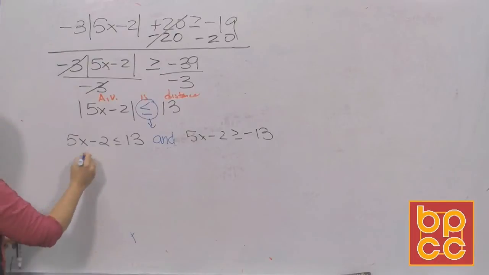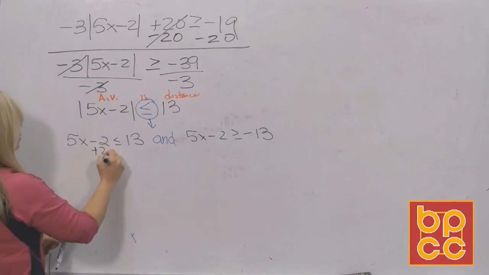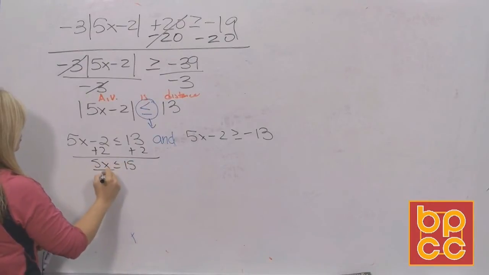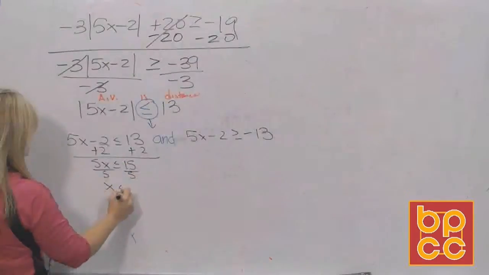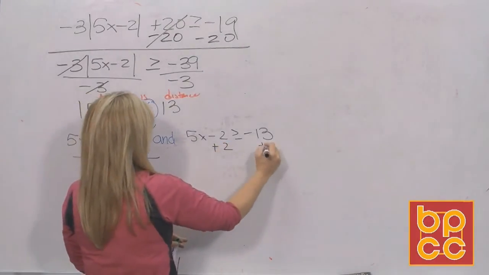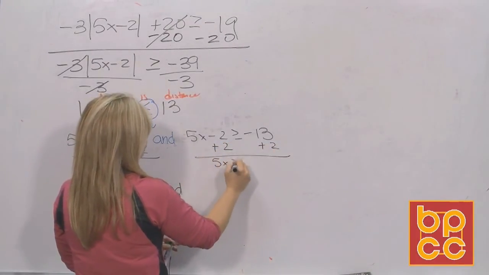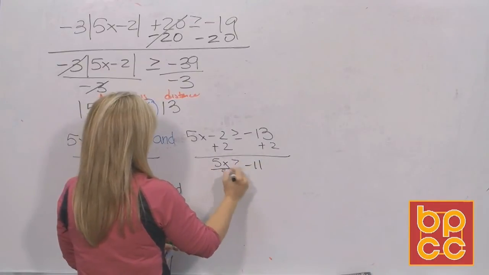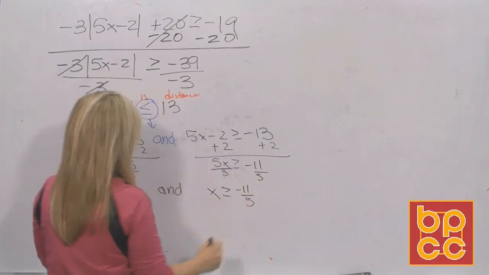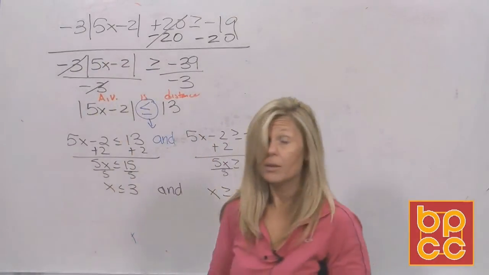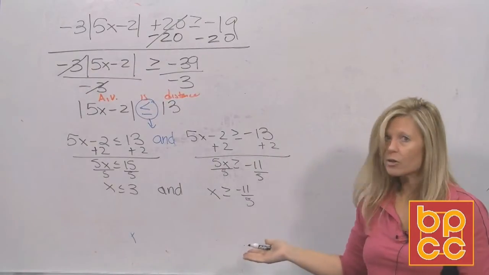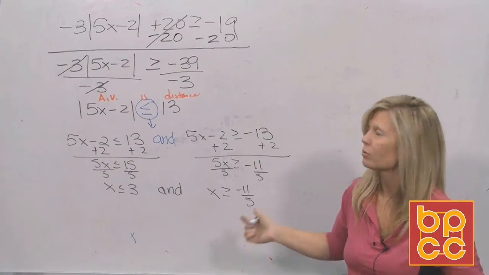Now these are linear. We'll solve them. They're easy to solve. We'll add 2. 5x less than or equal to 15. We'll divide by 5. X is less than or equal to 3. And we'll add 2. 5x greater than or equal to negative 11. We'll divide by 5. X is greater than or equal to negative 11 fifths. But remember, that's nothing yet. We're only halfway done. Now we got to draw a number line and then write the answer in both notations.